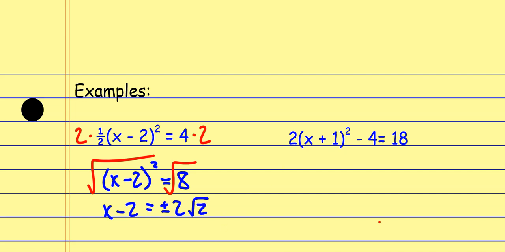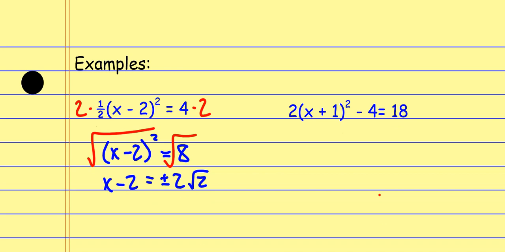Again, take it off to the side. Look for those perfect squares. Do your factor tree if you have to. And now I'm going to solve by adding the 2 to each side. And once again, I'm in a situation where I do not have like radical terms, so I just leave them separated. Okay? I leave them separated.